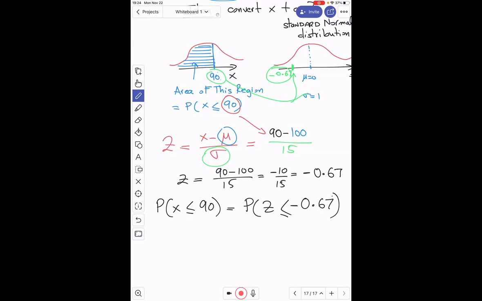And now I can use my table. So here I can use my table number 3, right? Because now my variable is the variable z. That's the variable of the standard normal distribution, right? So then that will be equal to, let me just check my table.